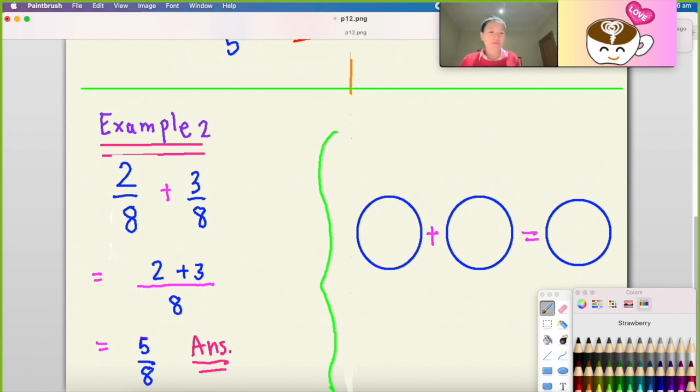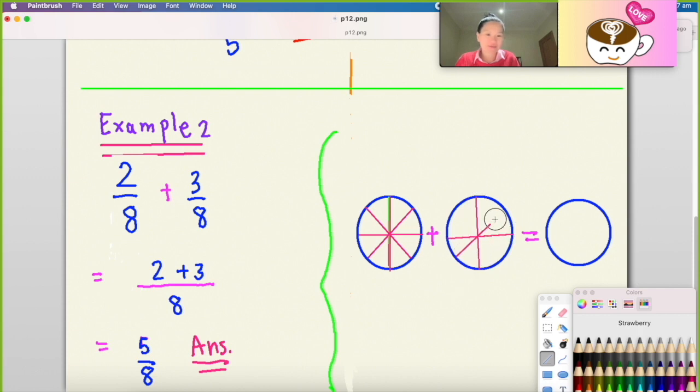If we write it as the model, let me divide them into eight parts here. I should use a different color. Use pink. 1, 2, 3, 4. Now we have eight pieces, and another one.